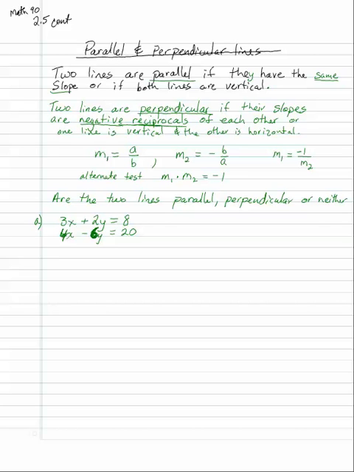Alright, so an example. Are the two lines parallel, perpendicular, or neither? For the first example, line 1 is 3x plus 2y equals 8. And line 2 is 4x minus 6y equals 20. So our first thing is we've got to figure out the slope of each. If I take line 1 and solve it for y, subtract 3x, divide by 2, the slope for line 1, m1, is what? If you said negative 3 halves, you would be correct.